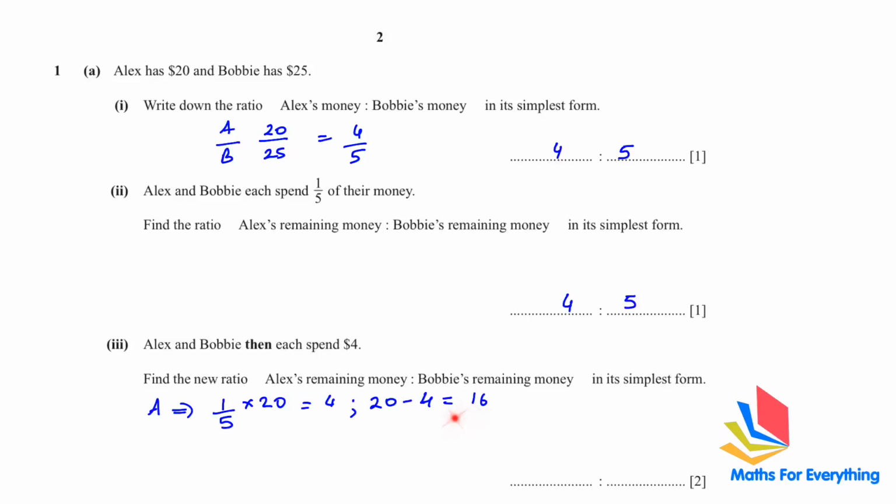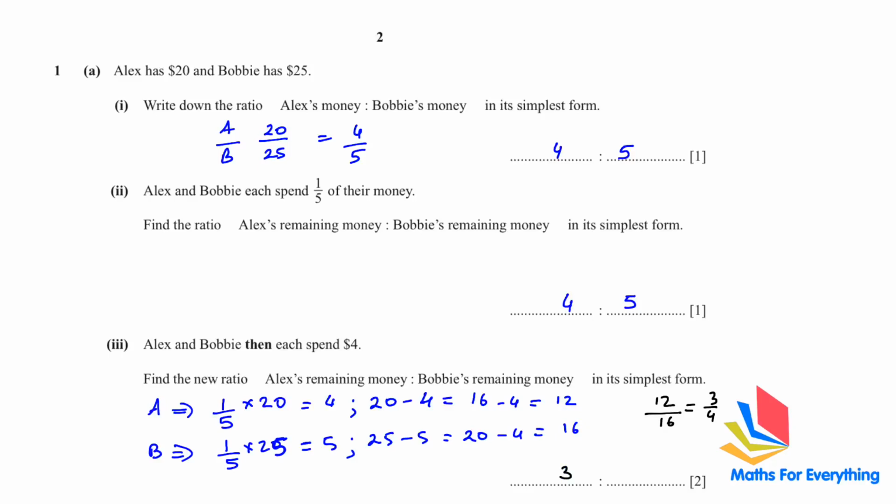And then from the 16, he spends 4. So we are going to subtract 4. He has $12 remaining. The same way we are going to work out Bobby's money. 1/5 of 25 is 5. Then 25 minus 5 is 20. And then from 20 we have to subtract 4. That will give us 16. Now in the calculator, write 12/16 and the answer you will get is 3/4, which you can write as 3:4.